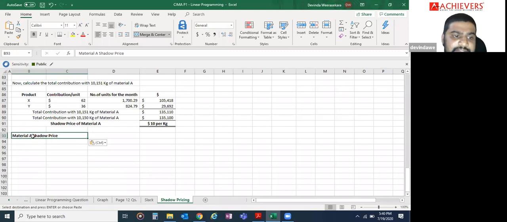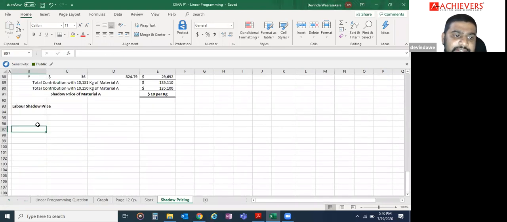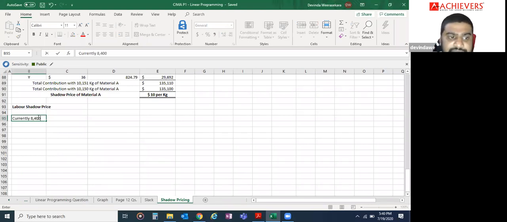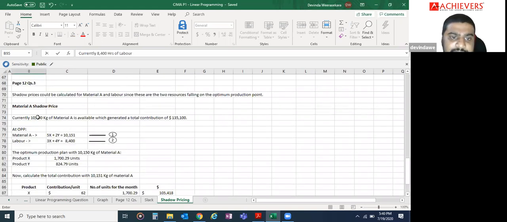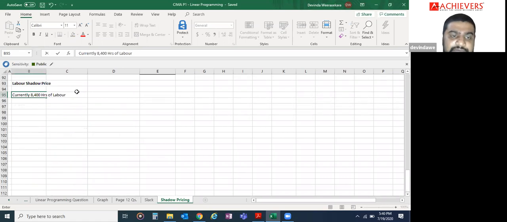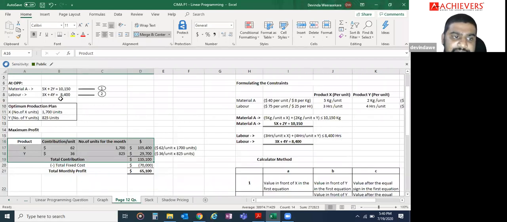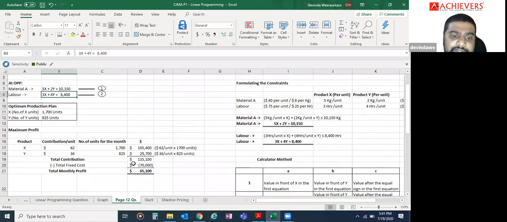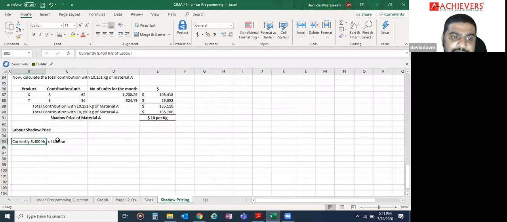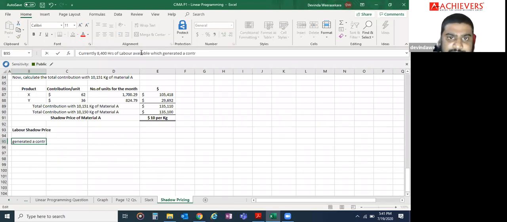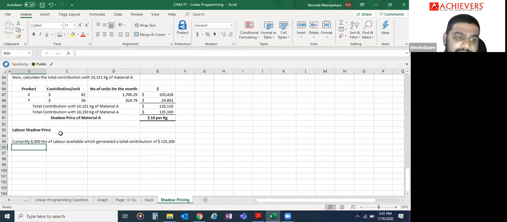Right. So similarly, same thing. Let's calculate labor shadow price. Currently we have 8,400 hours of labor. With 8,400 hours, we generated a contribution of 135,100. So always you compare against the original contribution. Clear? Labor available generated a total contribution of $135,100.